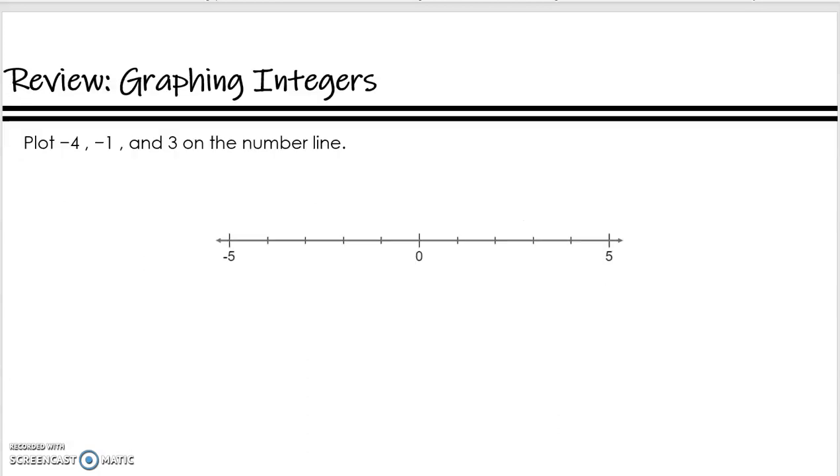Before we get started, let's review our integers and how to graph. So remember that negative numbers are found to the left of 0 on a number line and positive numbers are found to the right. So -4 is going to be 4 spaces to the left of 0. 1, 2, 3, 4. Okay. -1 is going to be 1 space to the left of 0. And positive 3 is going to be 1, 2, 3 spaces to the right. There we go.